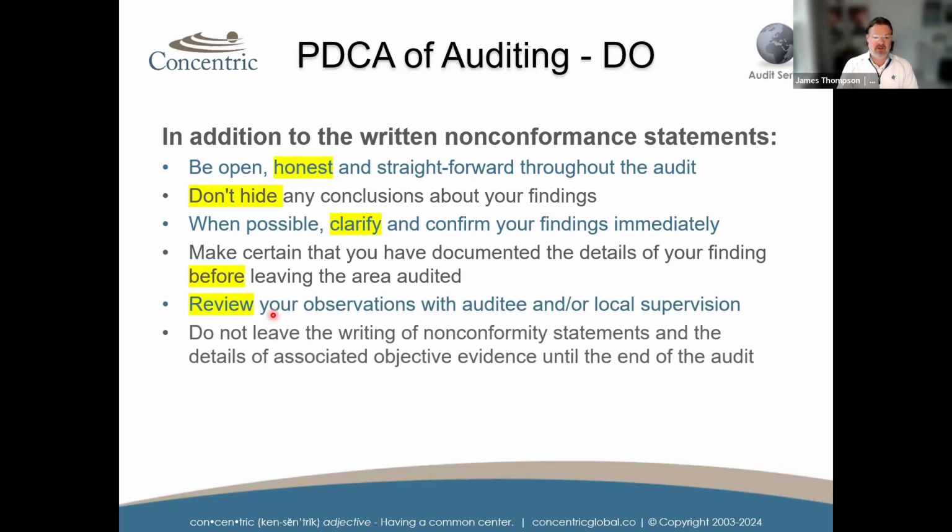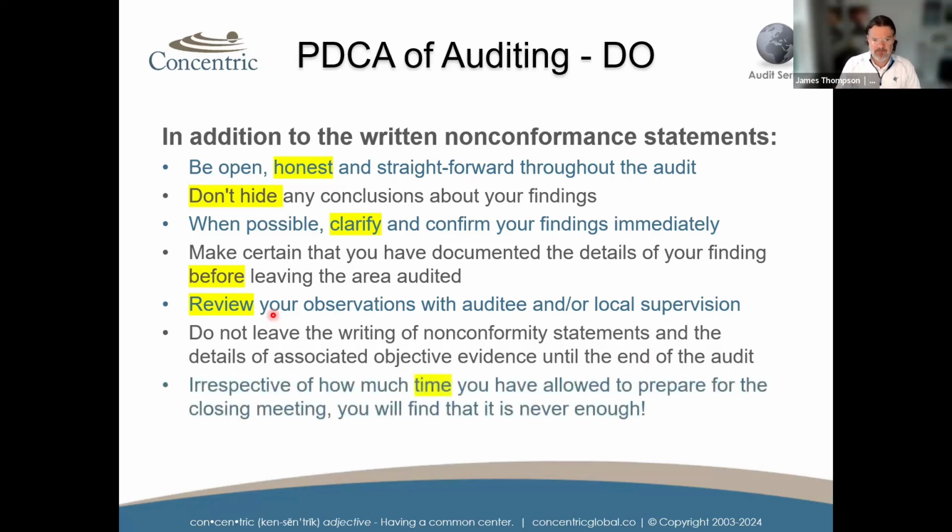You want that alignment. Don't leave the writing of the nonconformity statement and the details of the associated objective evidence until the end of the audit, because then you'll be just guessing at who you talked to and what was the product ID number and what was the batch number and all that stuff. What was that gauge ID number? So make sure you're collecting those things as you go.